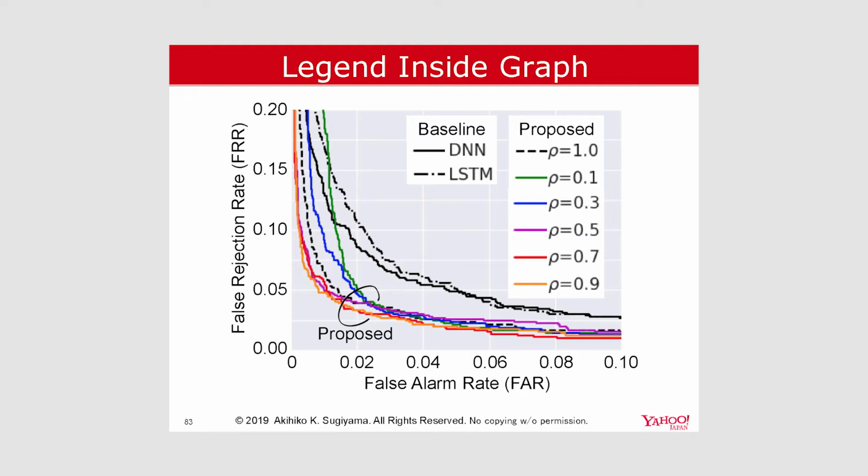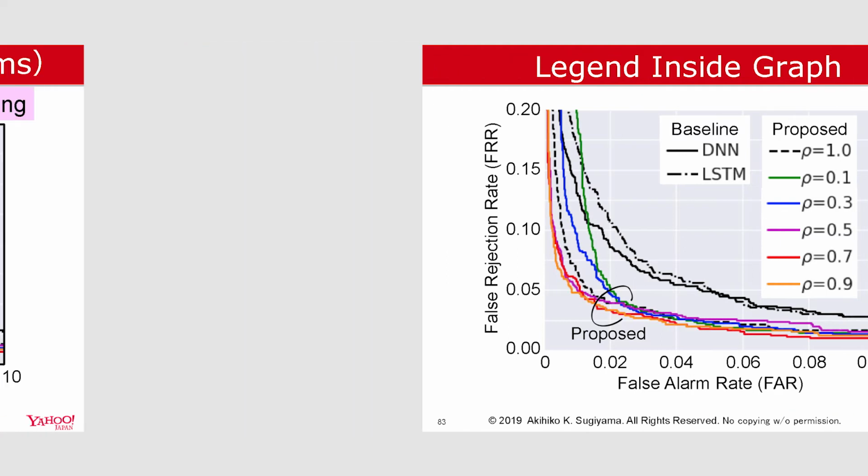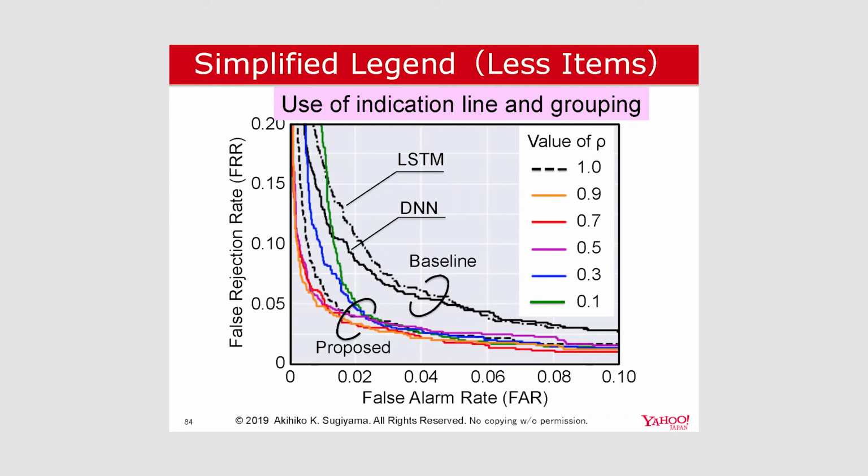And sometimes it's also helpful to use indication lines like these straight lines to show something specific, like a deep neural network, or DNN for short, is represented by this curve, or to group some lines. So these two trajectories are representing baseline method, and these are for the proposed method. So use these two techniques, line and grouping, efficiently.